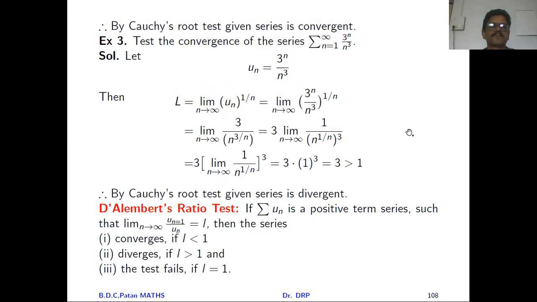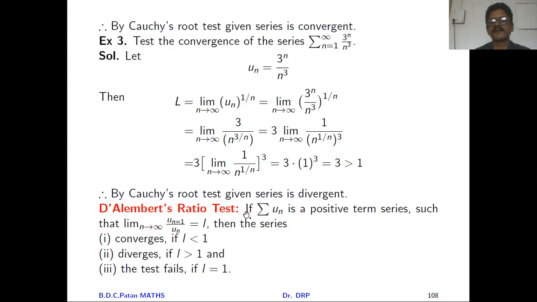Hello friends. In the last lecture, we discussed the statement of D'Alembert's ratio test, but let us see its statement again and the examples based on it. Before this, we have studied two tests: the comparison test and the limit form of the comparison test. Then we studied the root test. And now in today's lecture we will discuss D'Alembert's ratio test.